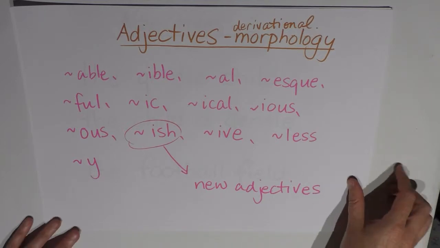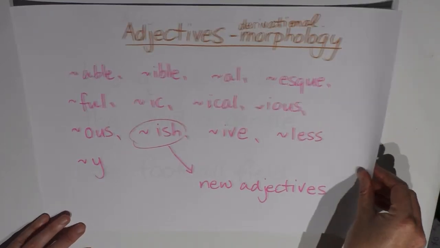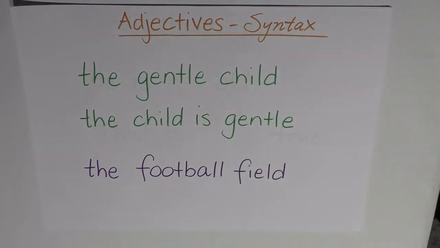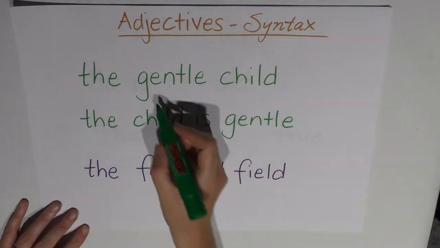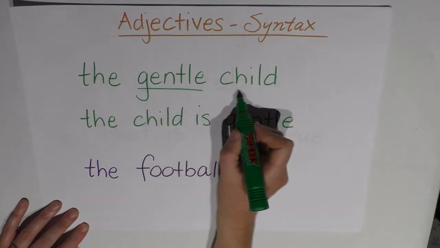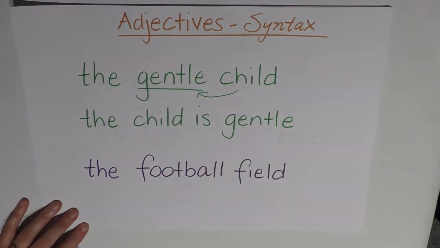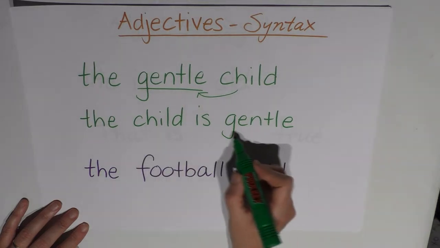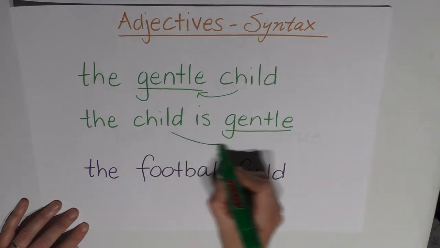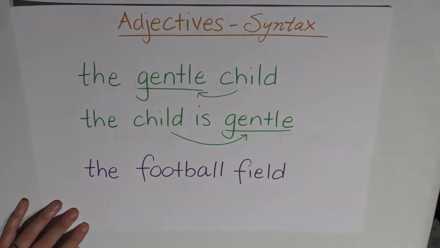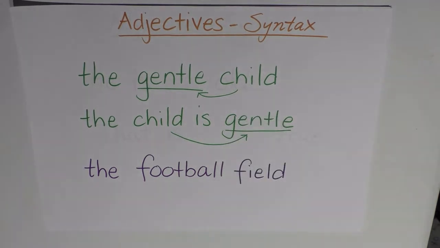Now let's move on to the syntactic properties of adjectives. Now the first syntactic property of an adjective relates to where the adjective can be found in the sentence. So let's have a look here. We have the gentle child. In this situation, the adjective is found before the noun. The next sentence, the child is gentle. In this situation, gentle is found after the child. And some instances, such as the one that I've given you here, the adjective can be found either before or after the noun. So it can be found either side.